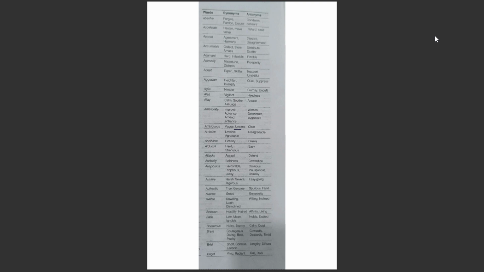Aggravate also means to increase the intensity of something, to provoke, to intensify. That is what aggravate means. His sharp words aggravated the situation. उसके तीखे शब्दों ने सिचुएशन को और भड़का दिया. Aggravate means to intensify something, to heighten something, to increase the intensity of. And the antonym for the same would be quell, suppress, दबा देना, कम करना, to decrease the intensity of.